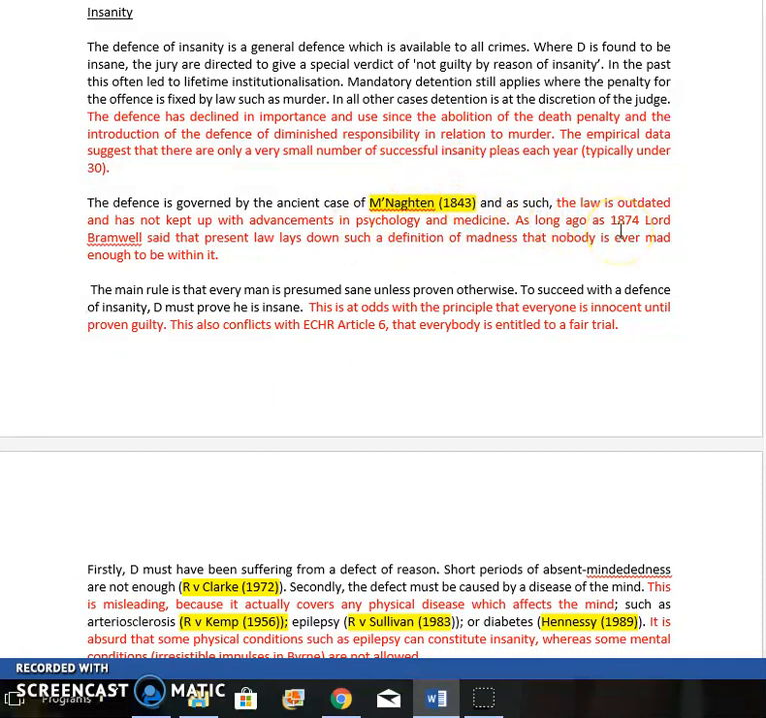Back in 1874, Lord Bramwell said that the law lays down such a definition of madness that nobody is ever mad enough to be within it. And that's a really interesting point, of course, because before you study insanity, I think most people assume that it's going to be psychopaths, people with serious mental conditions. However, we've seen, of course, that it actually includes epileptics, diabetics, sleepwalkers. And so it's a really strange legal definition, not a medical one.